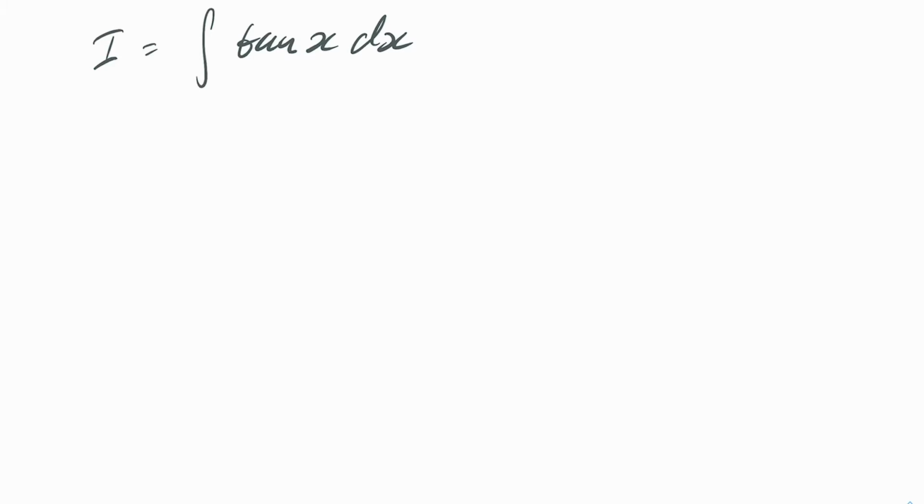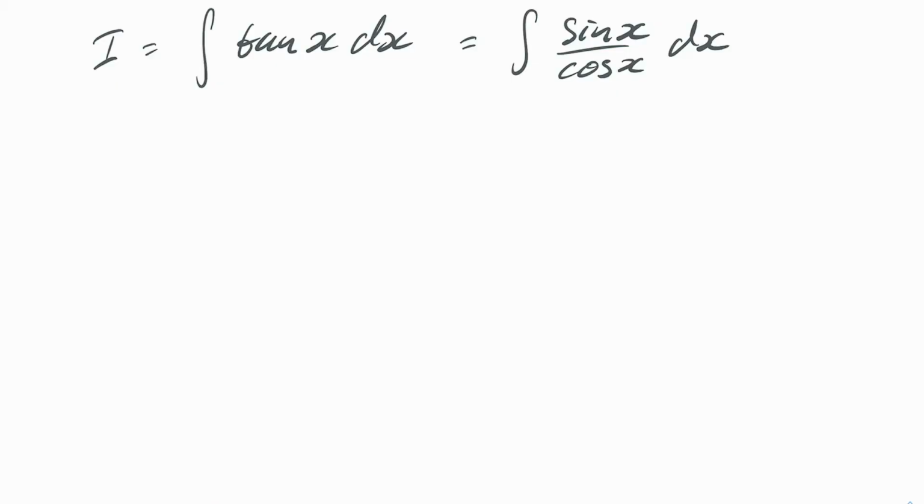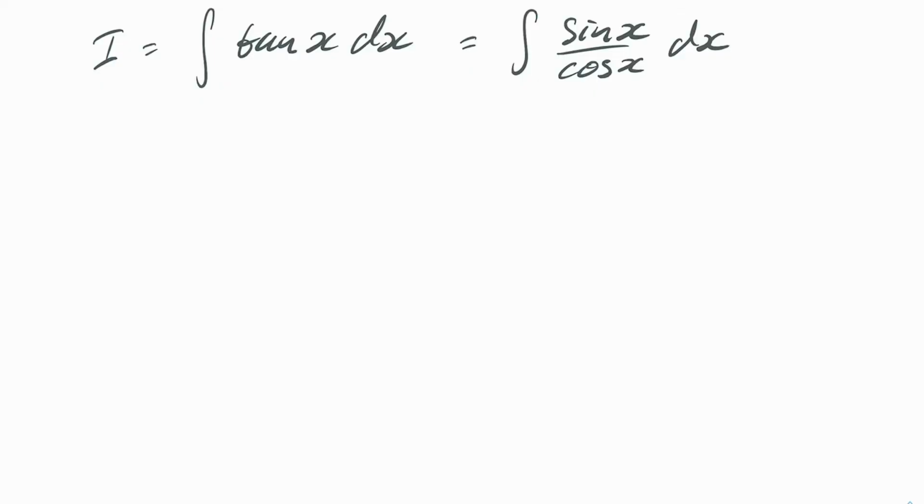Here's an example where it's not immediately obvious how to use substitution. Where would we use substitution in an example like this, since there's only one function? Well, let's remember that the definition of tan is sine over cos, and suddenly we have two functions, one of which is a derivative of the other. So in order to use a substitution, what we're looking for is to link up the dx with some other part of the function.